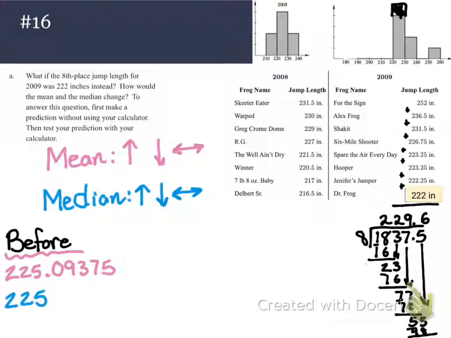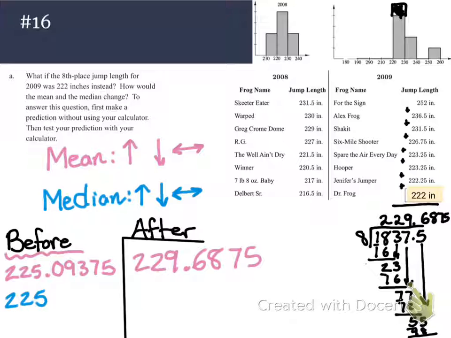So I get down to here, and I ran out of space. So it ends up being 229 and 6,875 10,000ths. Yep, that's it. So that's our new mean or average. So if you said, hey, my average is going to go up, you would have been correct. Way to go. It did go up. It went up by about 4.